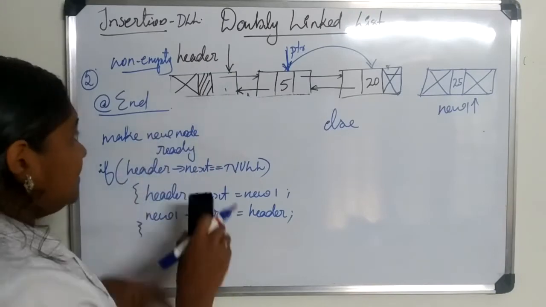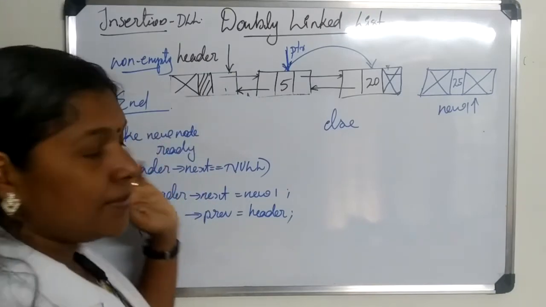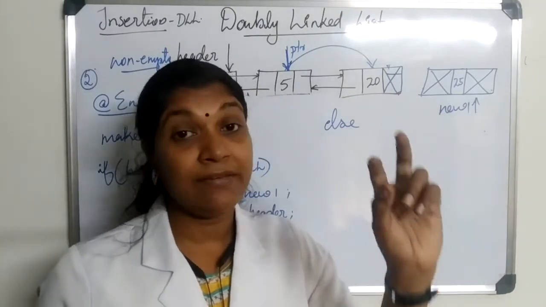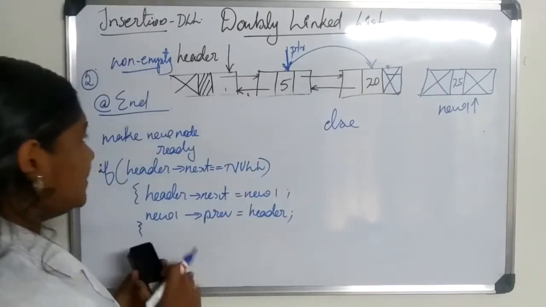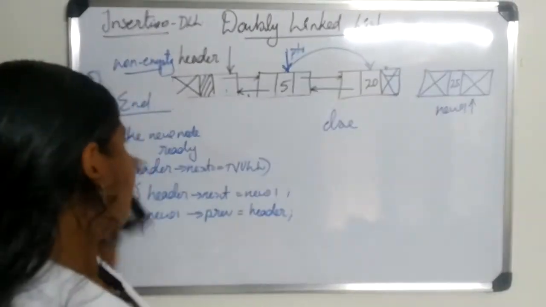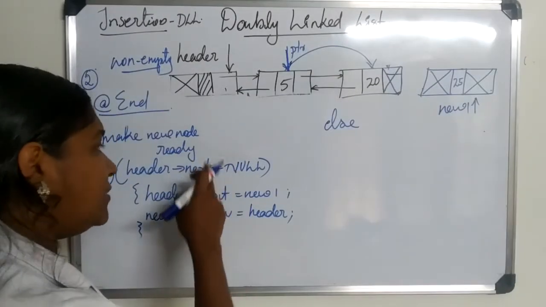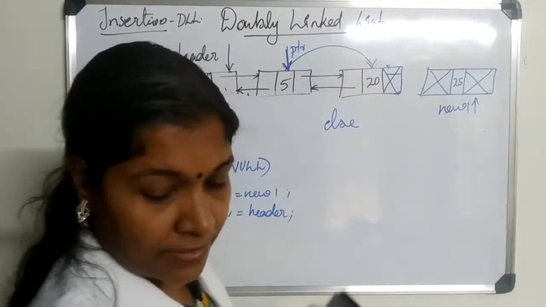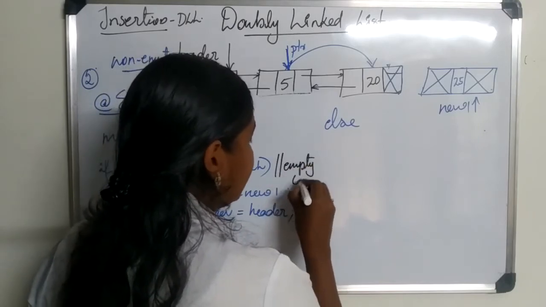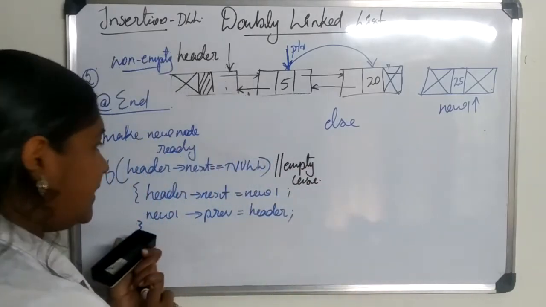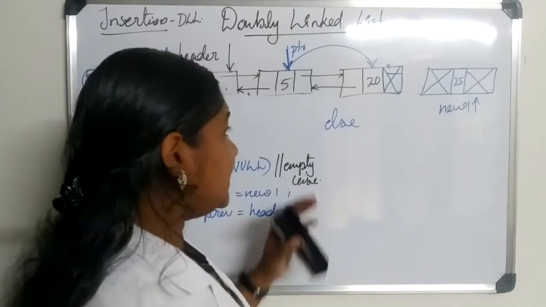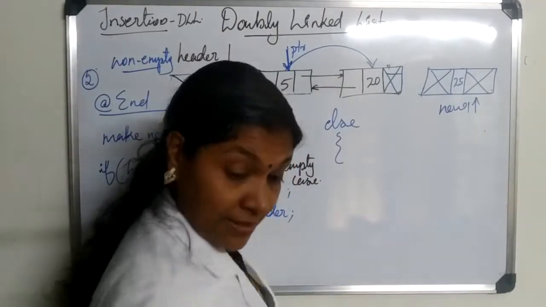So in the first part, it is making the new node ready. This making new node ready for insertion, that part would be common for all the three cases. We need to write it only once. Okay. Then in all the algorithms, I'm just mentioning it because insertion is possible only when the new node is ready. So after making the new node ready for insertion, first we are checking the empty case. As a comment you can provide, this is the empty case. Then in the empty case what we did: header.next is equal to new1, new1.previous is equal to header.